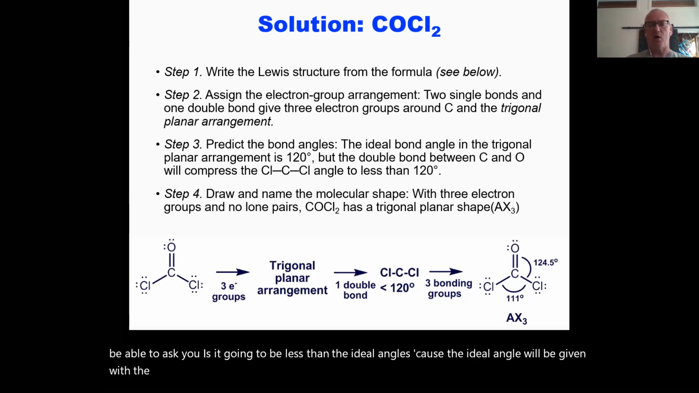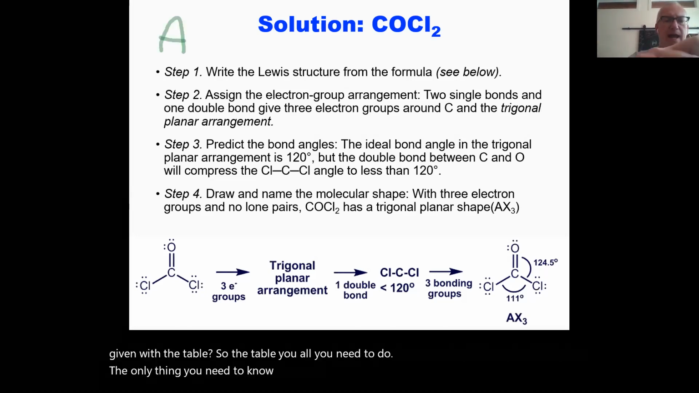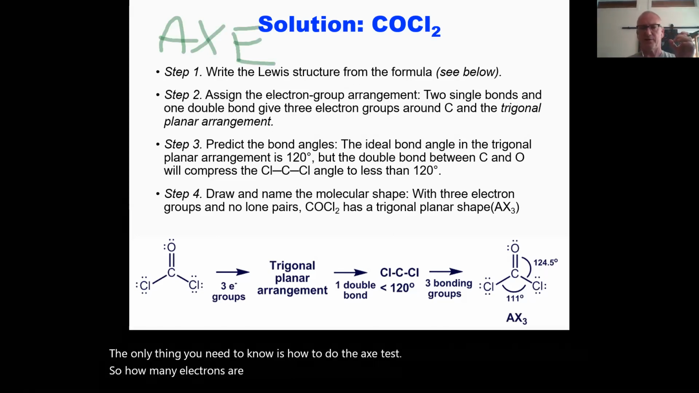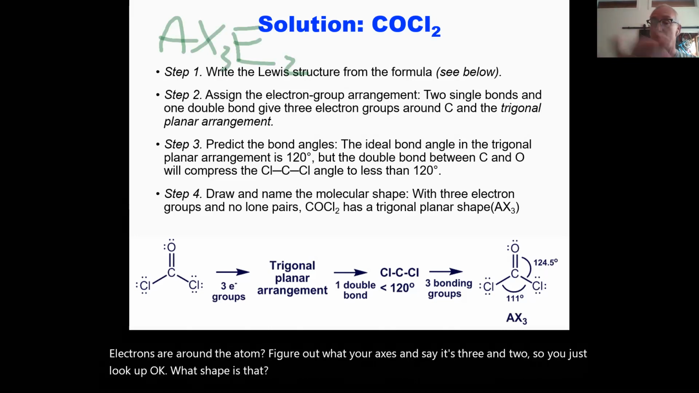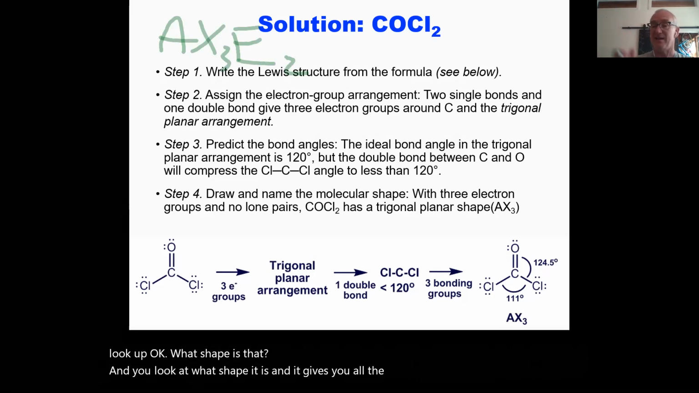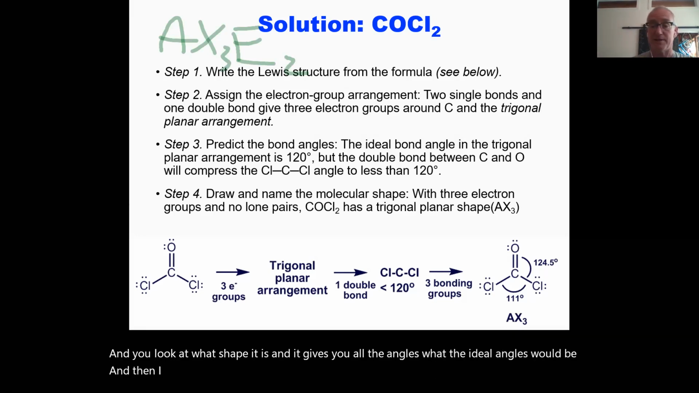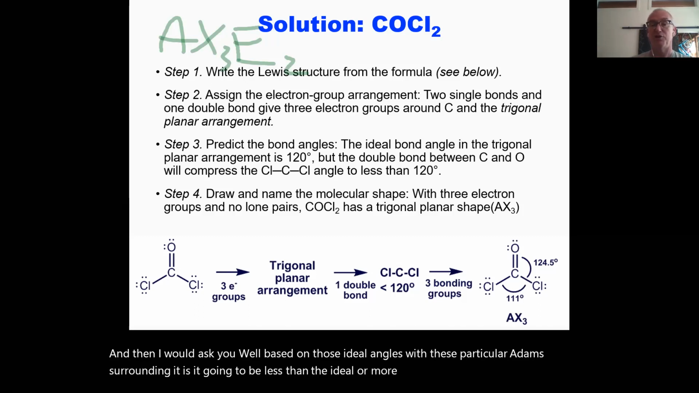So the only thing you need to know is how to do the AXE test. So how many electrons are in bonds around the central atom, and how many free lone pairs of electrons are around the atom. Figure out what your AXE is. Let's say it's 3 and 2. Then you just look up what shape that is, and it gives you all the ideal angles. And then I would ask you, based on those ideal angles, with these particular atoms surrounding it, is it going to be less than the ideal or more than the ideal? And you should be able to answer that.